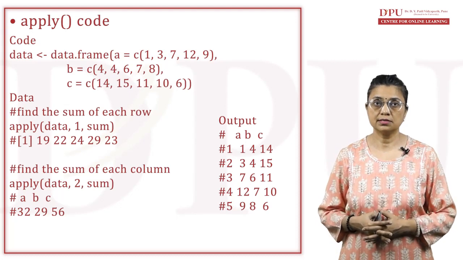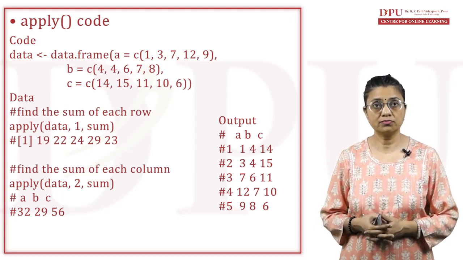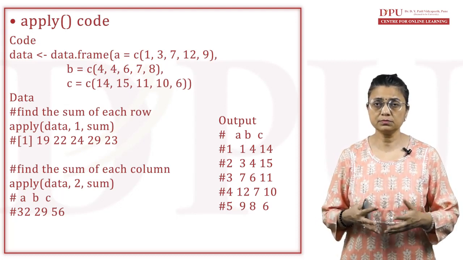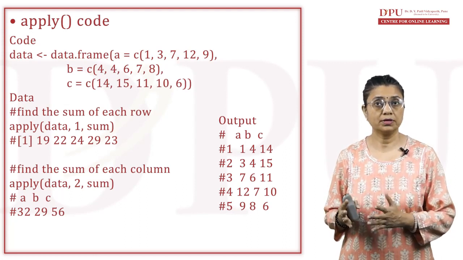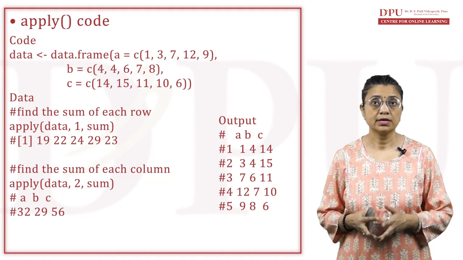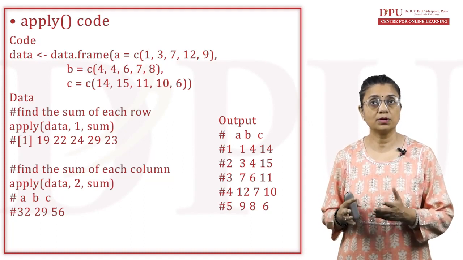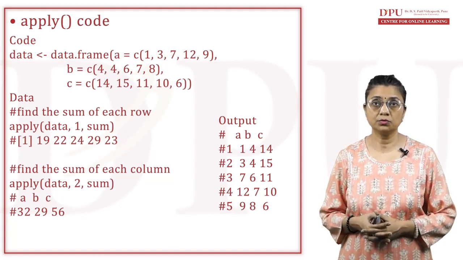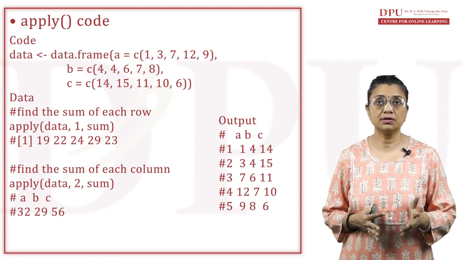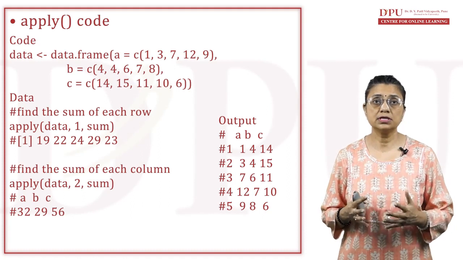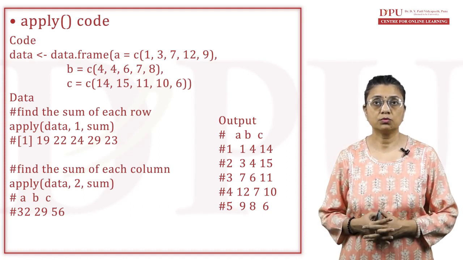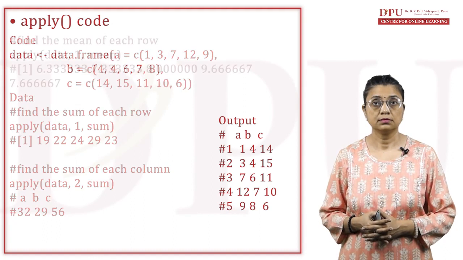Now you see the answer 19, 22, 24, 29, and 23. We can see that the first row has the values 1 plus 4 plus 14, which equals 19. The second one has 3 plus 4 plus 15, which equals 22. The third one is 7 plus 6 plus 11, which equals 24. And if you see like that, we are finding the row totals.